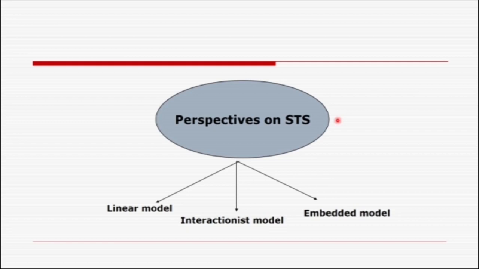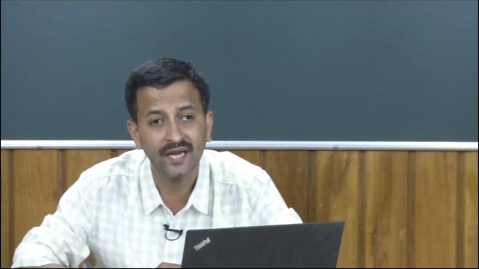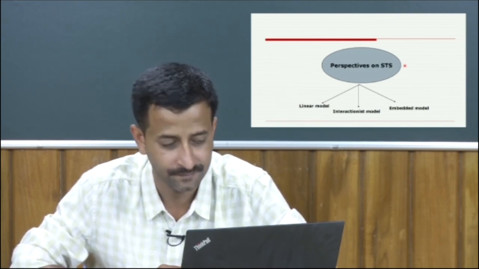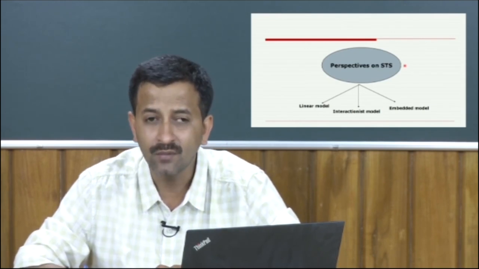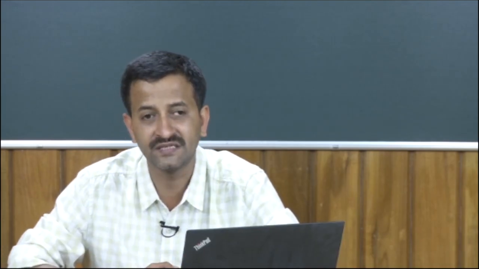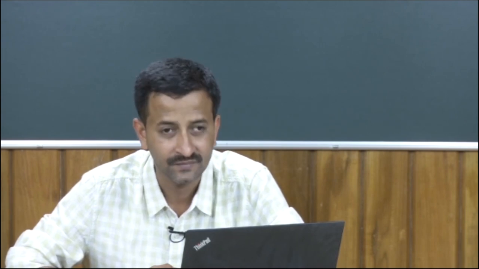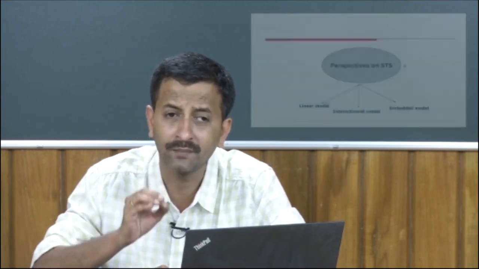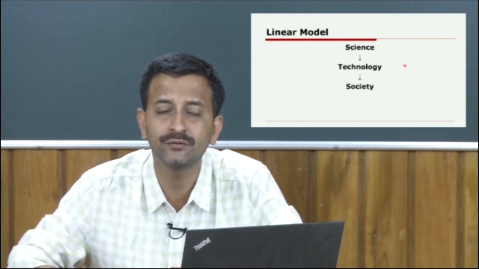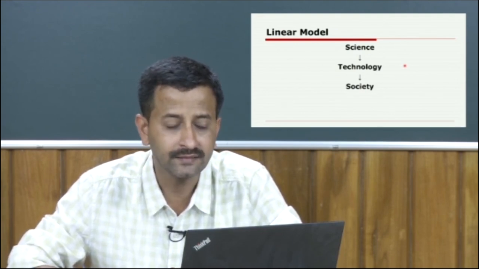But overall, in the schema of STS, science, technology, and society, we are trying to formulate three perspectives or three models. One, the linear model. Two, the interactionist model. Three, the embedded model. Let us see what these three models of the relationship between science, technology, and society indicate. Let us go one by one. The linear model suggests that science leads to the development of technology, and technology leads to the development of society.